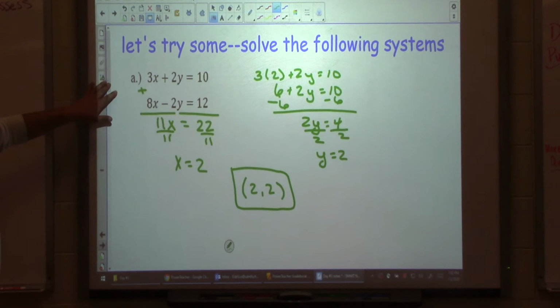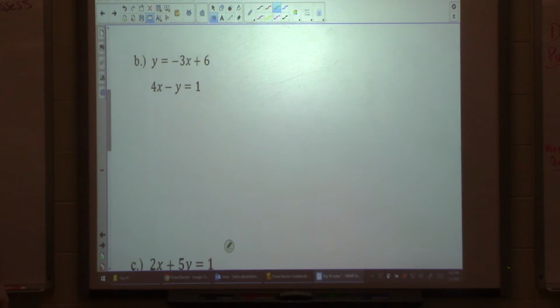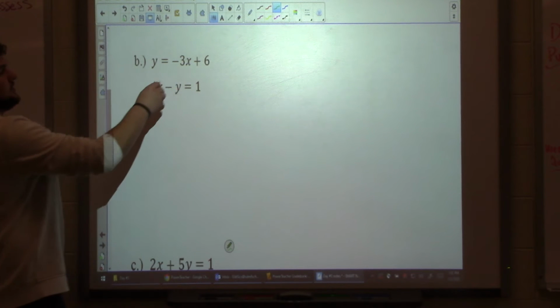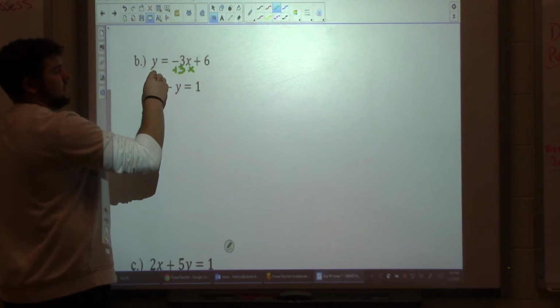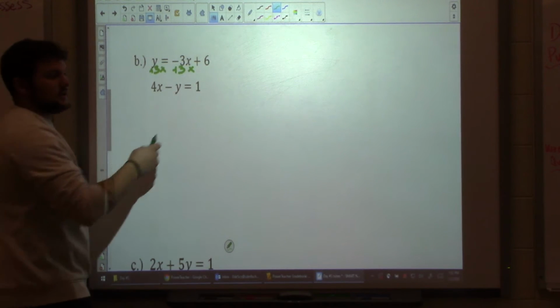Okay. The next one. Y equals negative 3x plus 6. 4x minus y equals 1. Well, what would probably be the easiest method to use? Substitution. But because we're talking about combination elimination today, I'm going to change it so I can do that. Now, on a test, I'd say go ahead and do substitution there. But I'm going to change this top equation so that x and y are on the same side, so I can do combination elimination.